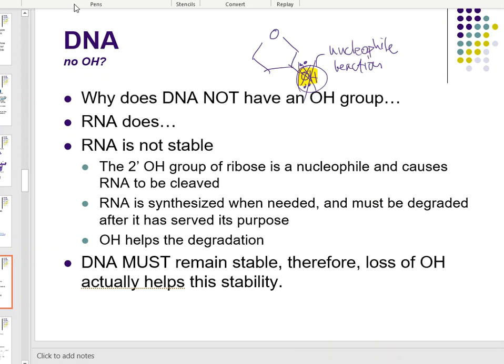It's more easygoing, but DNA has to be particular. It has to stay reserved so that the DNA structure can stay around a little bit longer. So it has to stay stable. The OH group helps the stability of it when it leaves, and that's exactly what it needs to do.